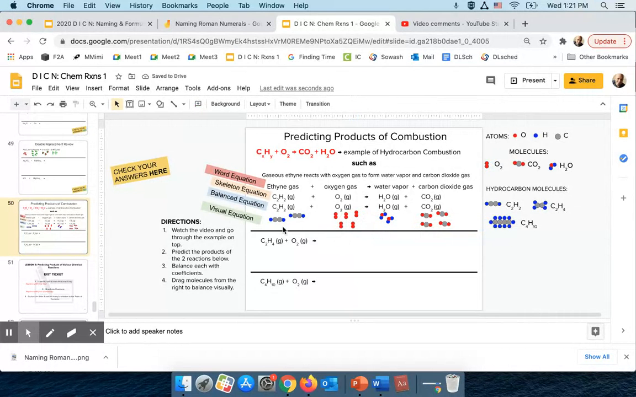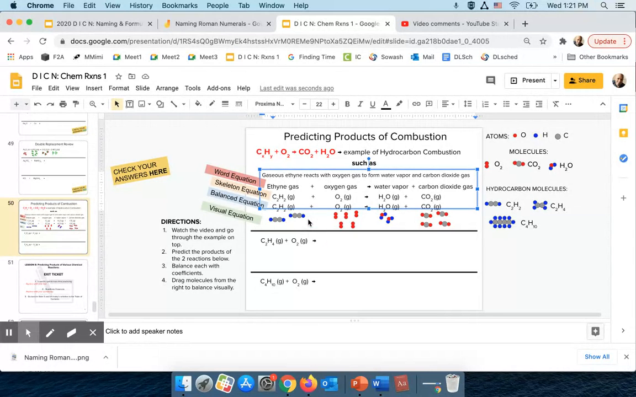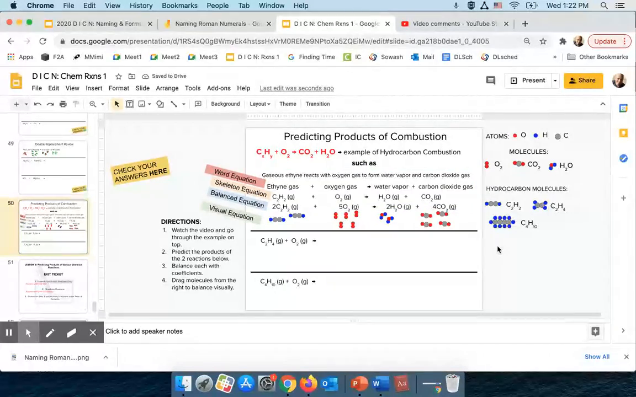And now you can count for each number of particles. You just put a coefficient in. So of course I have 2 particles of C2H2. I have 5 molecules of oxygen. I have 2 molecules of water. And of course 4 of carbon dioxide. And that balances the equation. So there you go.